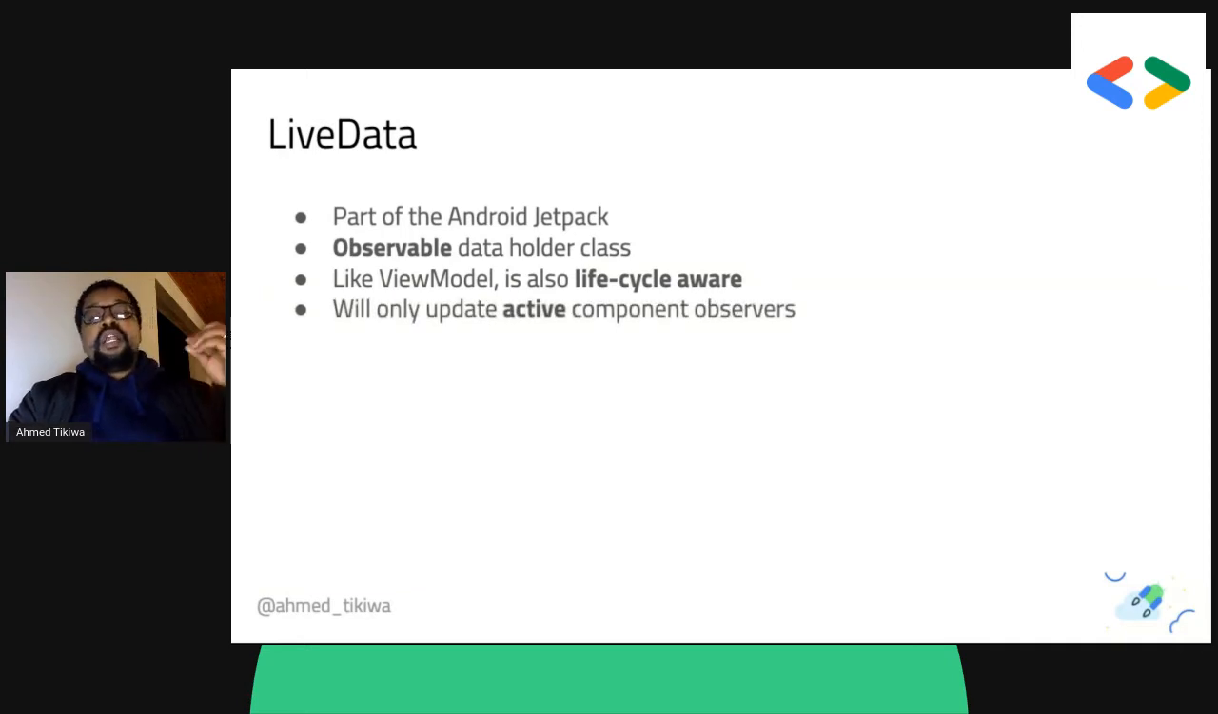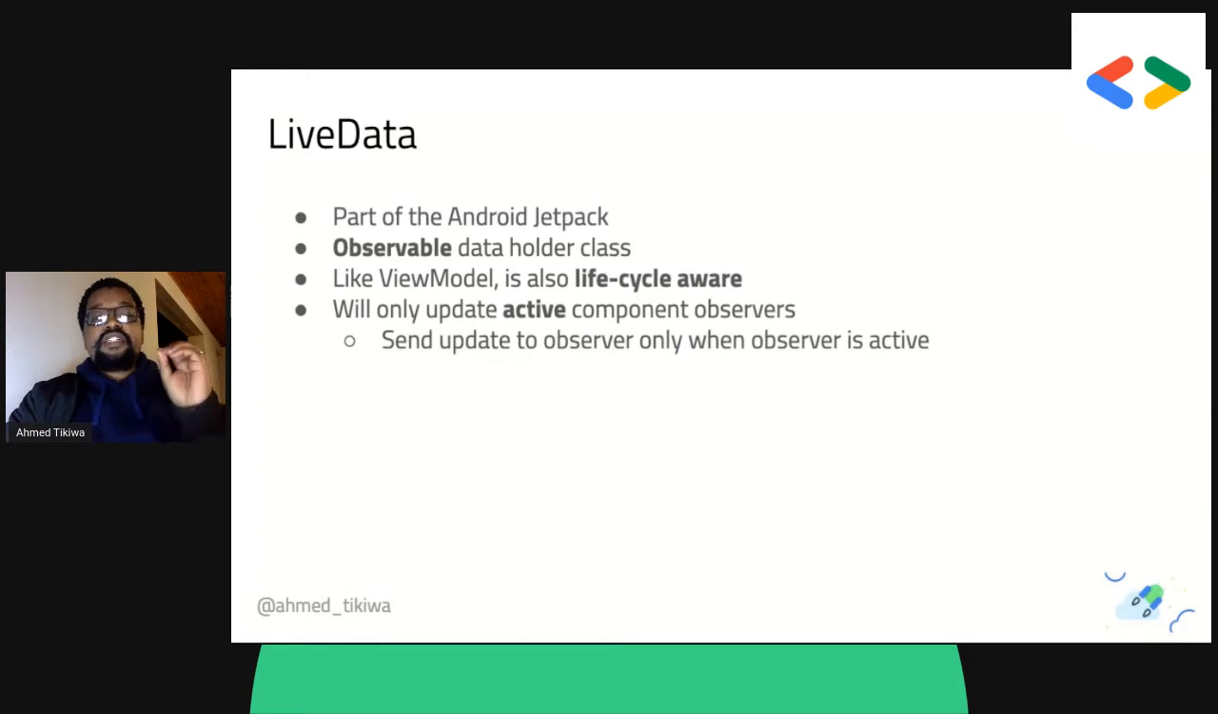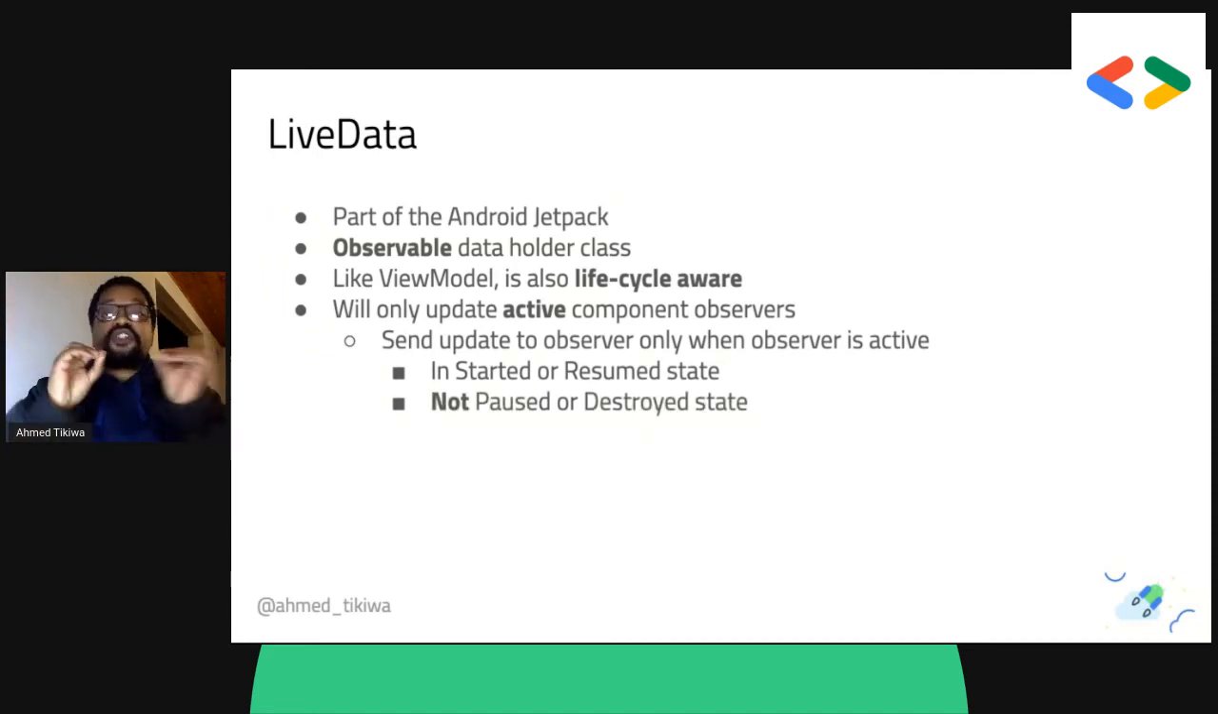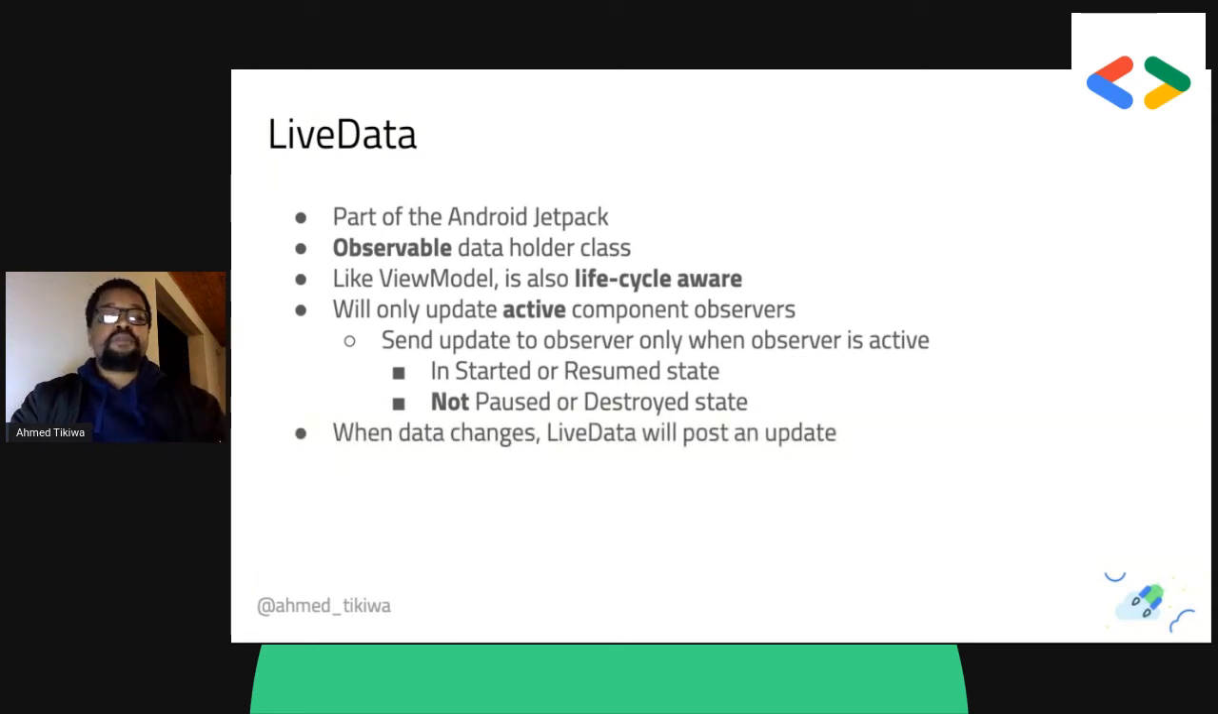And so live data will only update active component observers. What this actually means by active is, send update to observer only when an observer is active. So this means when it's in started or resume state. So that is the definition of active. Okay. However, when it's paused or destroyed, an update will not be sent to the one that's observing the information. So when data changes, live data will post an update. That's the beauty of live data.